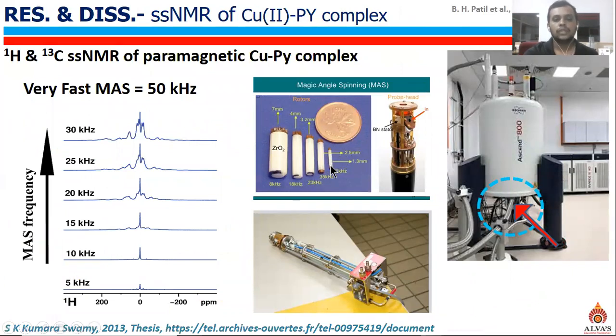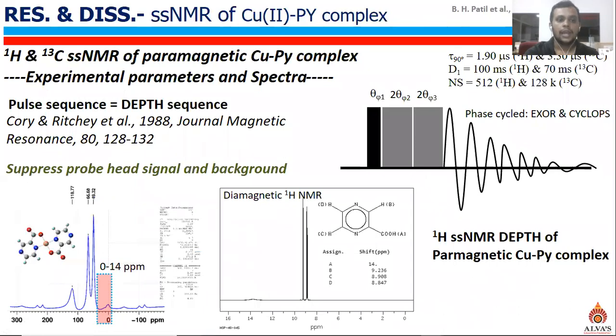The sample is taken in a 1.3 mm rotor, and we put it into the probe, and then into the magnet. When the sample is spun at more than 50 kilohertz, the signals are enhanced drastically. The pulse sequence of 90, 180 and 180 pulses is applied, and due to the DEPTH sequence we acquired three signals which are outside the 0 to 14 ppm range of the diamagnetic case, as we see here.